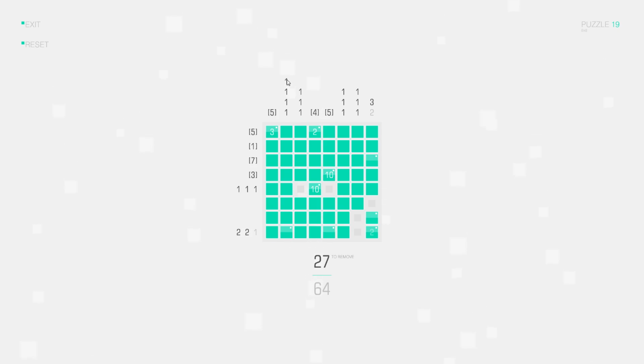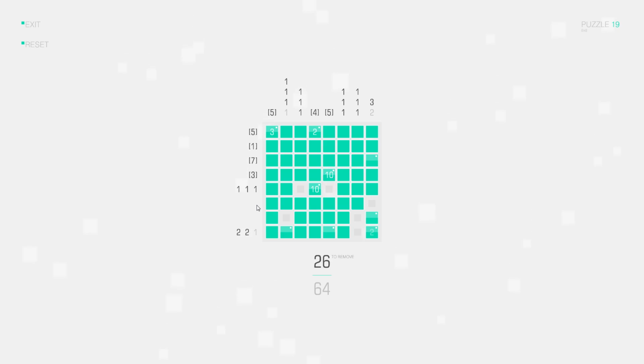So let's look at the column clues again here. Since this has to be a separate square, I can delete this one. This one still doesn't help. This one also doesn't help. And here no help. No significant change yet. So where do we go from here?